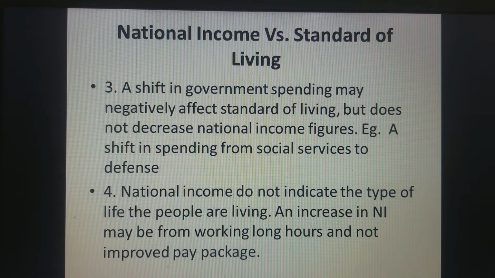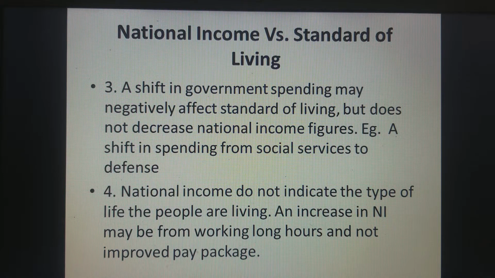National income does not indicate the type of life the people are living. Very important point. We're looking at the comparison here. National income does not indicate the type of life the people are living. An increase in national income may be from working long hours and not improved pay package. So what we're saying here is that we may have a higher figure for national income this year, but it is not as a result of the fact that the people have gotten a raise in their pay. It may mean that they are working 2, 3, 4 jobs.